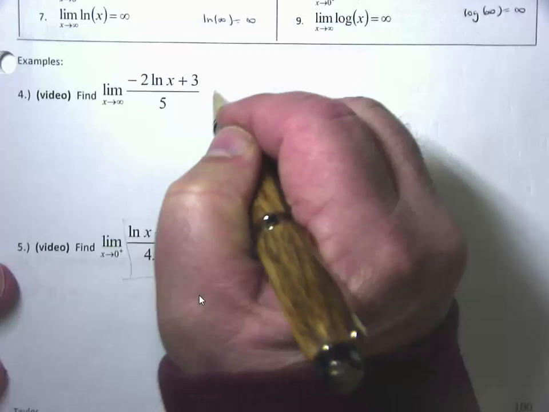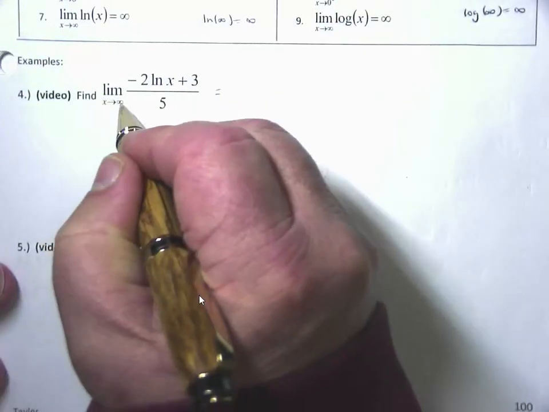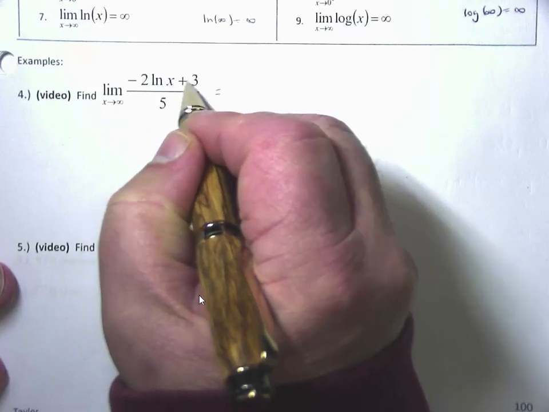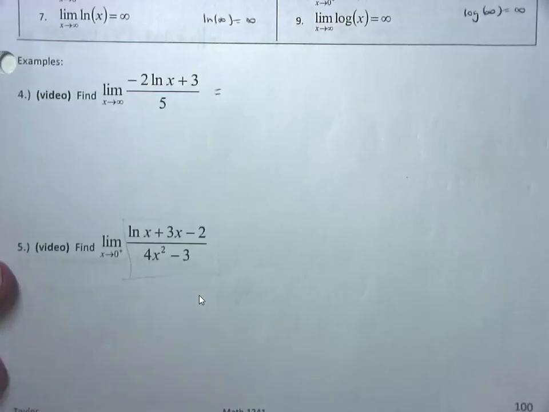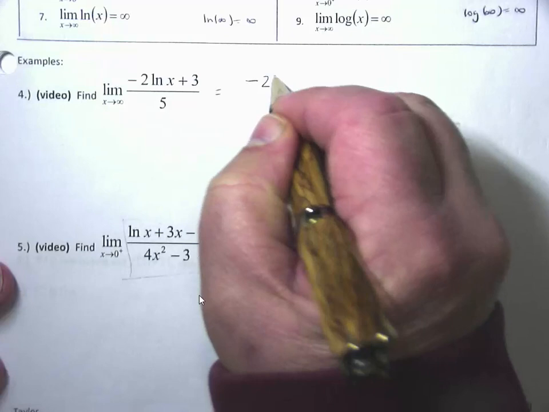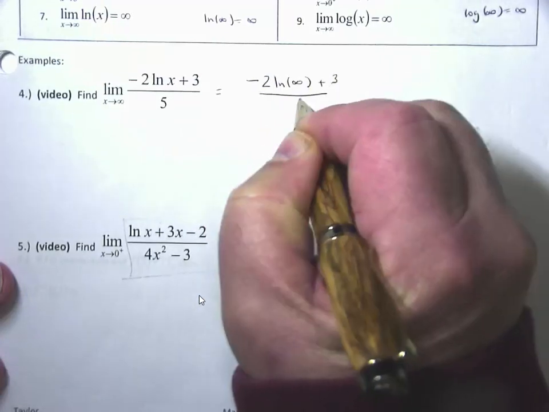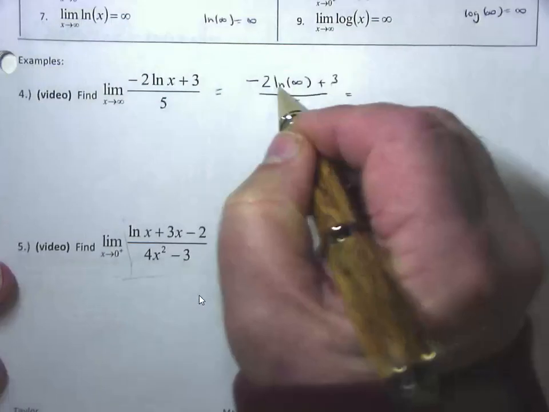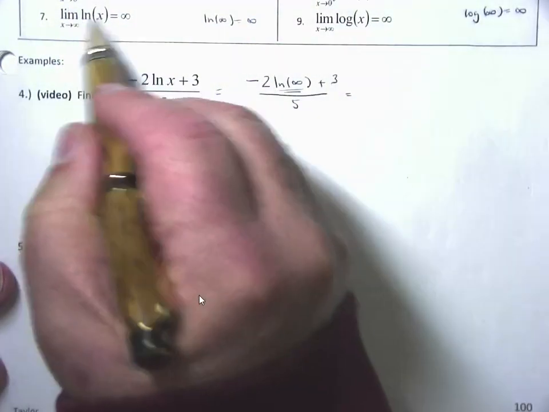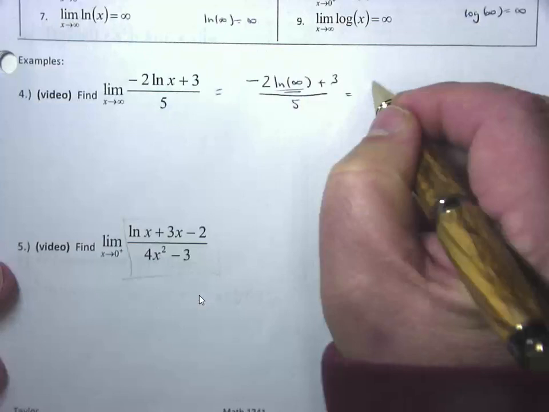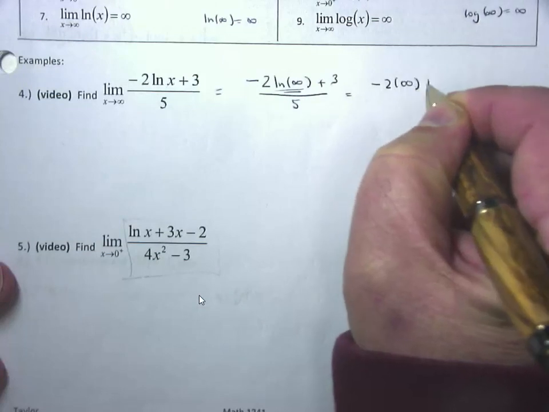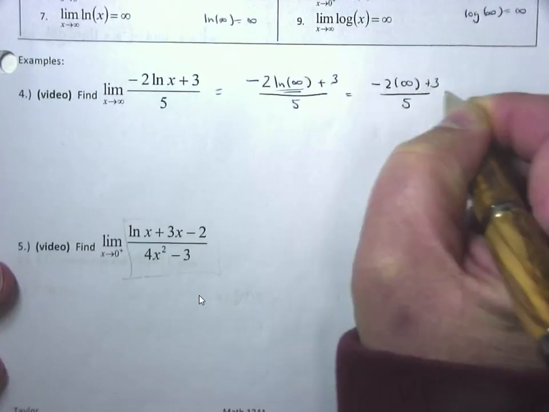So here we go. What is the limit as x approaches infinity of negative 2 times the natural log of x plus 3, divided by 5? First rule of limits is plug in a number. This will be negative 2 times the natural log of infinity plus 3, divided by 5. The natural log of infinity, we know that to be infinity. So this will be negative 2 times infinity plus 3, divided by 5.